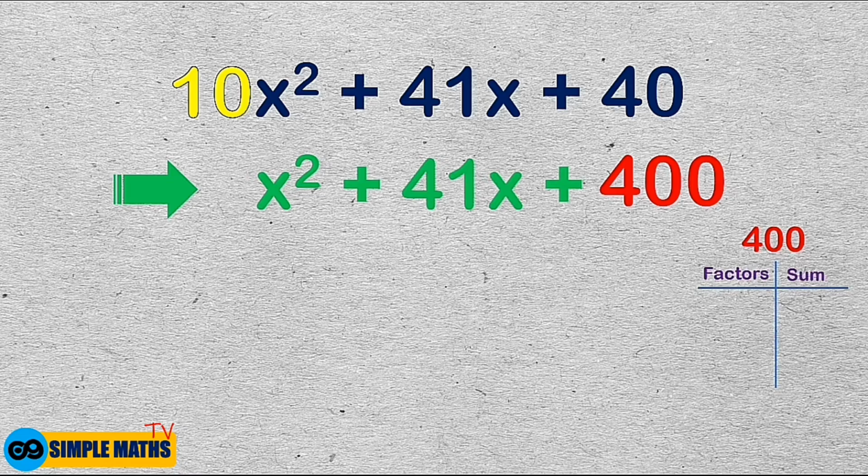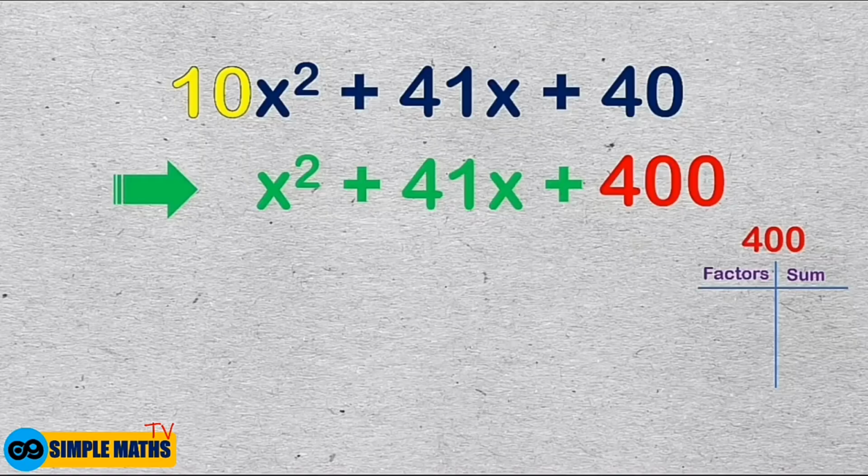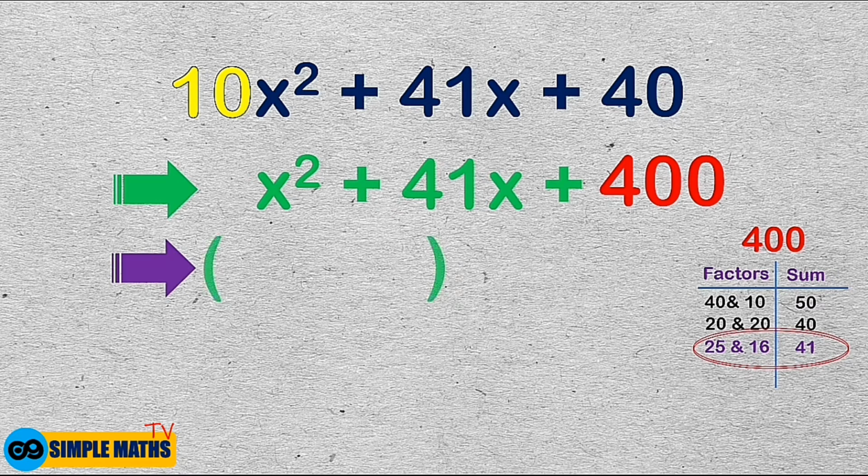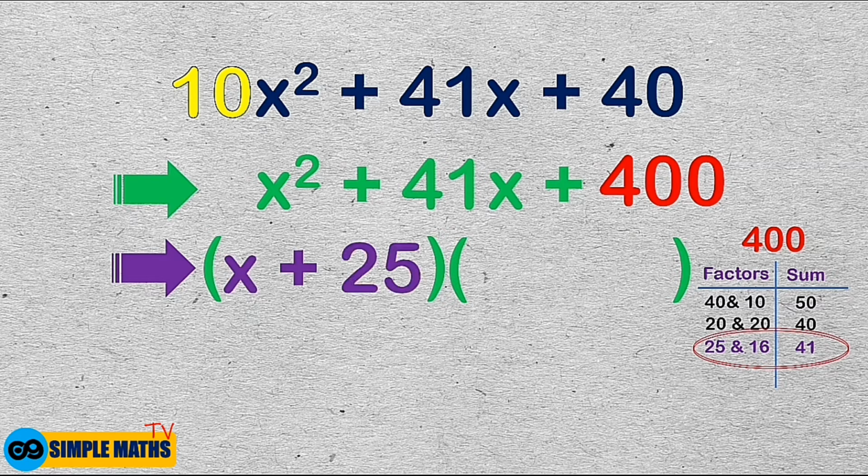This time, we will find a factor pair of 400 whose sum is 41. Since 400 and 41 are both positive, we are certain that the factors are positive as well. Let's try some pairs. We see that 25 and 16 are factors of 400 whose sum is 41. Hence, we write x plus 25 and x plus 16 as factors of the trinomial.